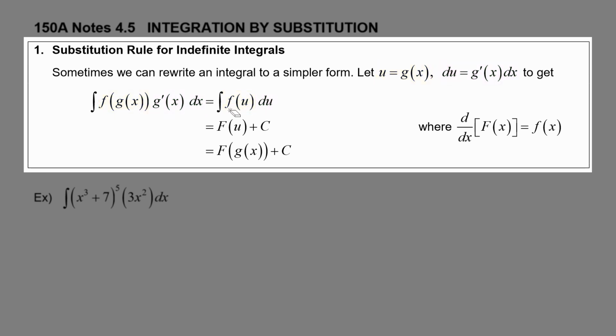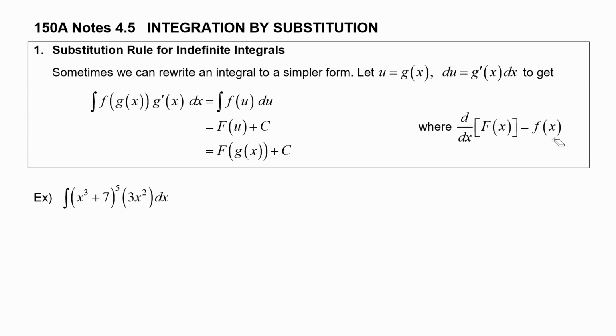We know the antiderivative of little f is capital F, and that would still be of the u variable. We have to add a constant of integration because it's an indefinite integral. And then, because the original integral was in terms of the x variable, we have to substitute back to the x variable and replace u with g of x. And remember, we're using that convention where the derivative with respect to x of capital F of x is little f of x.